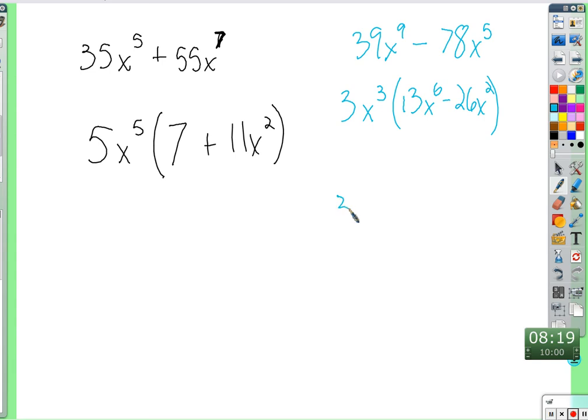What's 13 times 3? 39, just like Katie just said, right? To pull out a 39. Well, I pulled out a 3 and then a 13 for a total product of 39. What about the x's? Can I pull out more factors of x? Yeah. How many? 5. A total of 5. X to the fifth.